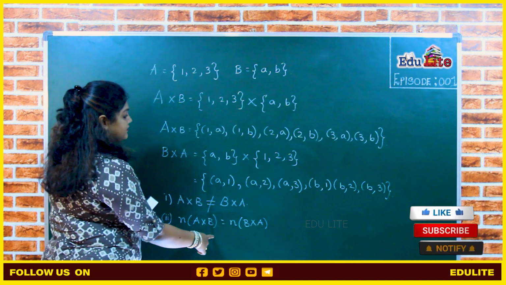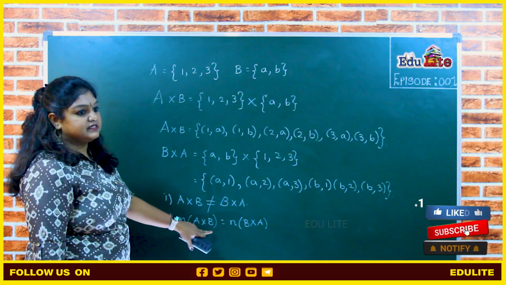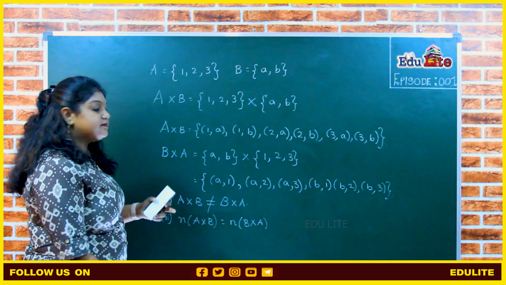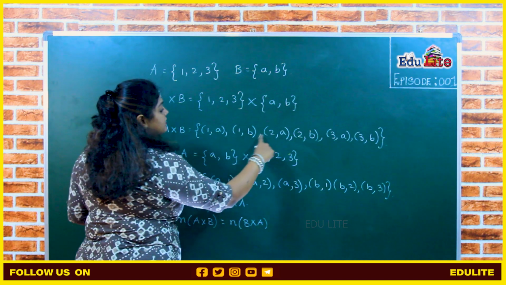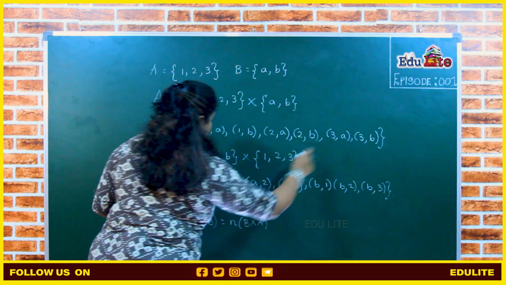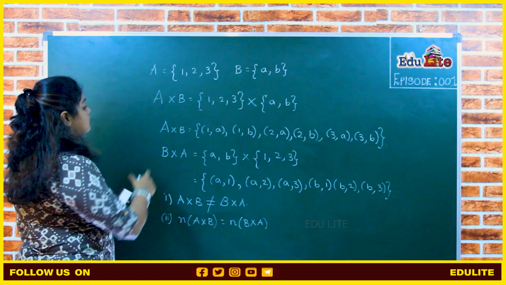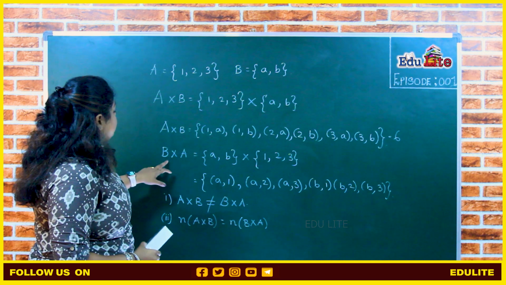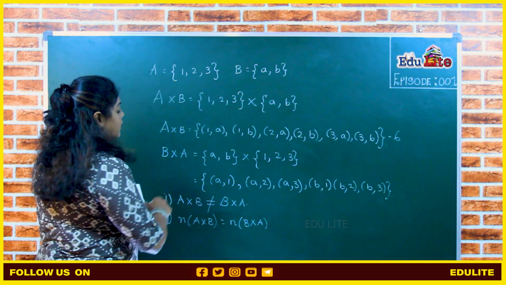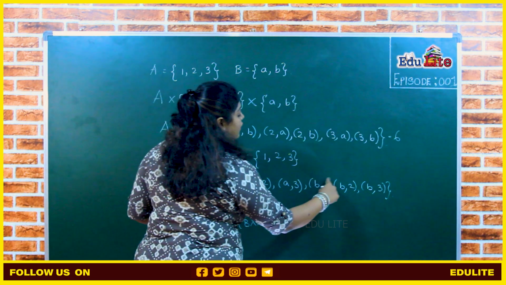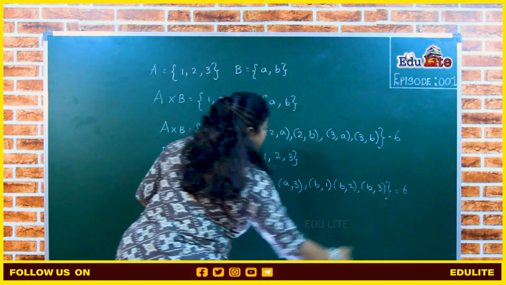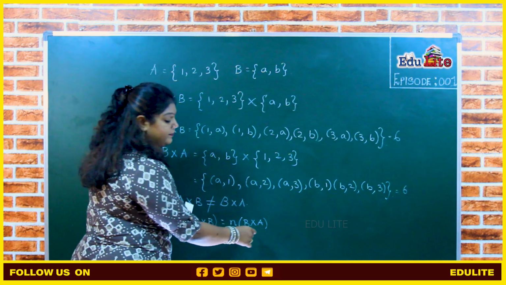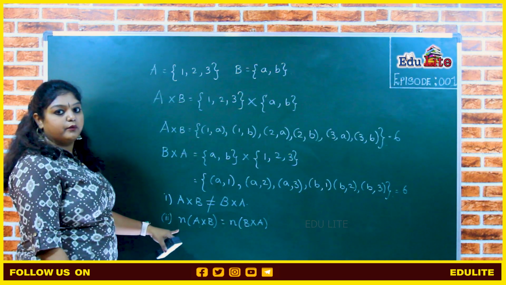What is n of A cross B? N of A cross B is nothing but the number of elements in A cross B. The number of elements in A cross B is 1, 2, 3, 4, 5, 6. So for this product it is 6. Similarly, the number of elements in B cross A is also 1, 2, 3, 4, 5, 6. So always the number of elements in A cross B will be equal to the number of elements in B cross A. This is the second point to note down.